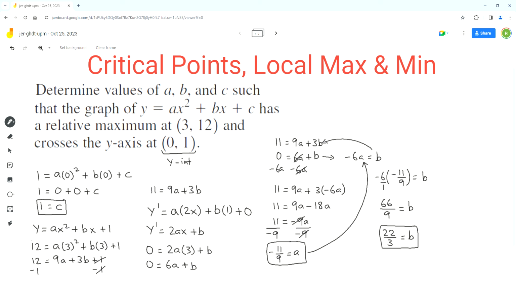So these are the values of a, b, and c for this function based on the given information. So these are the steps you have to keep in mind to solve a problem like this one.